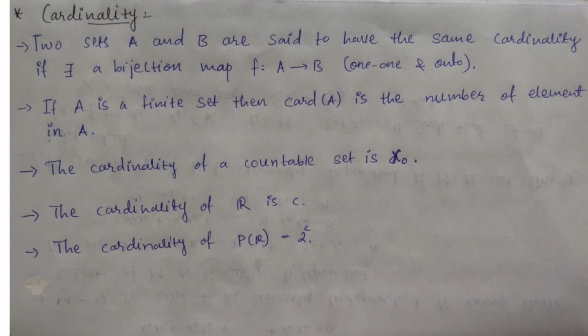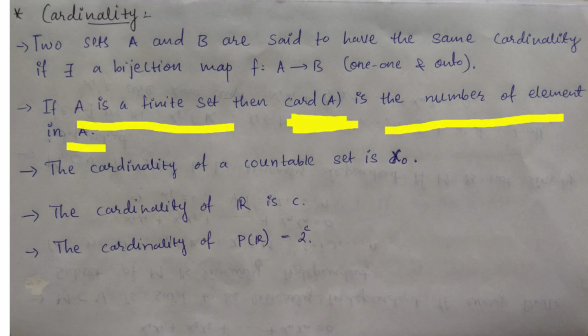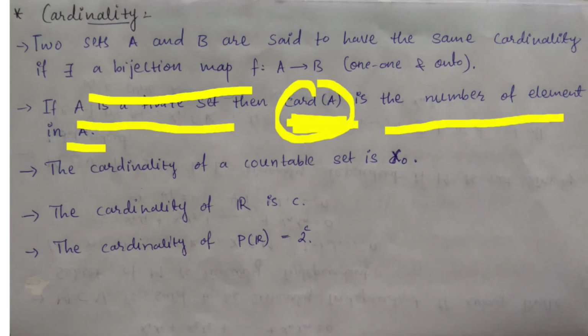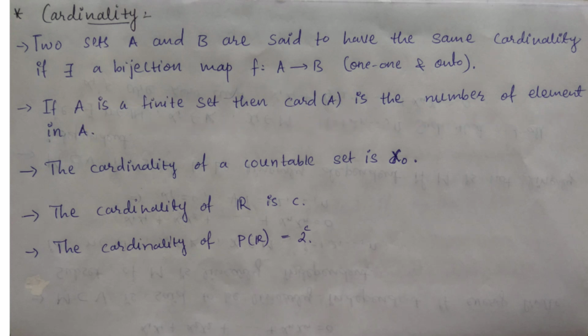Next one is cardinality. If I have a set A which is a finite set, then the cardinality of A is denoted by card(A), and it is the number of elements in A. Next, two sets A and B are said to have the same cardinality if there exists a bijection map f from A to B. You know that a bijection is a one-one and onto map.